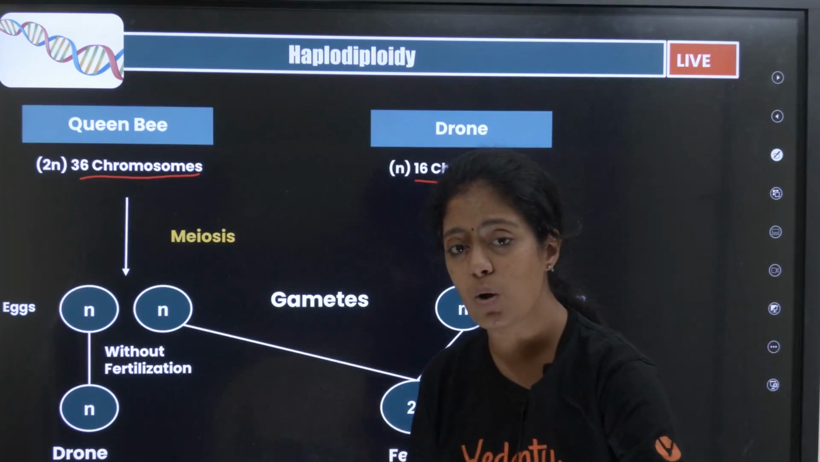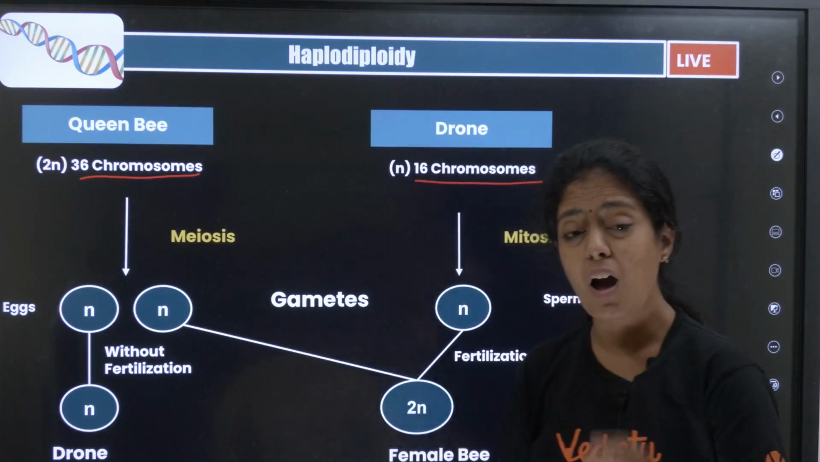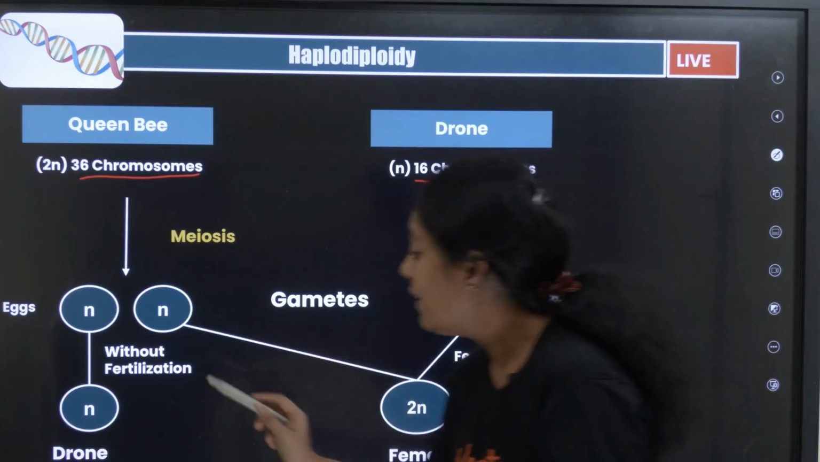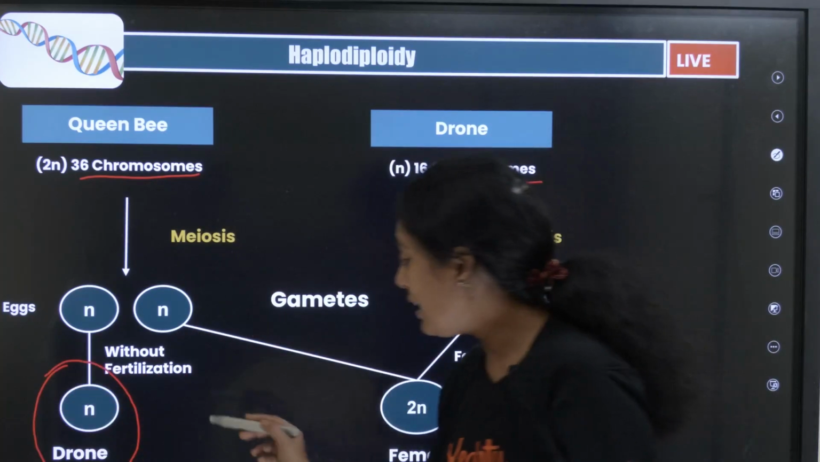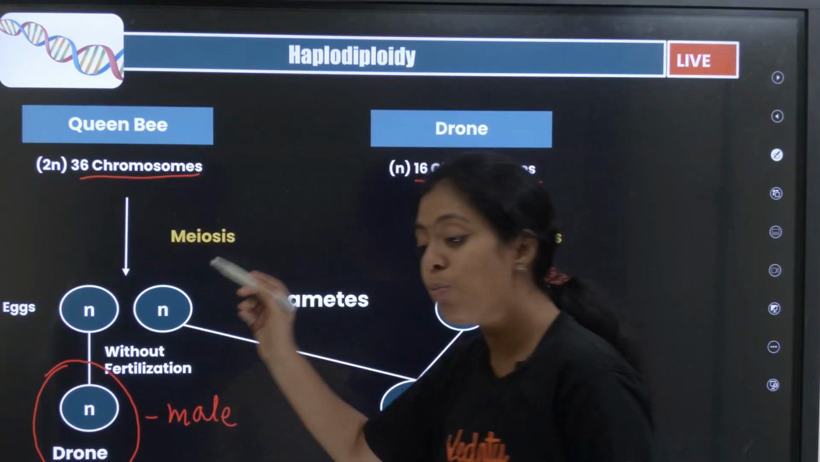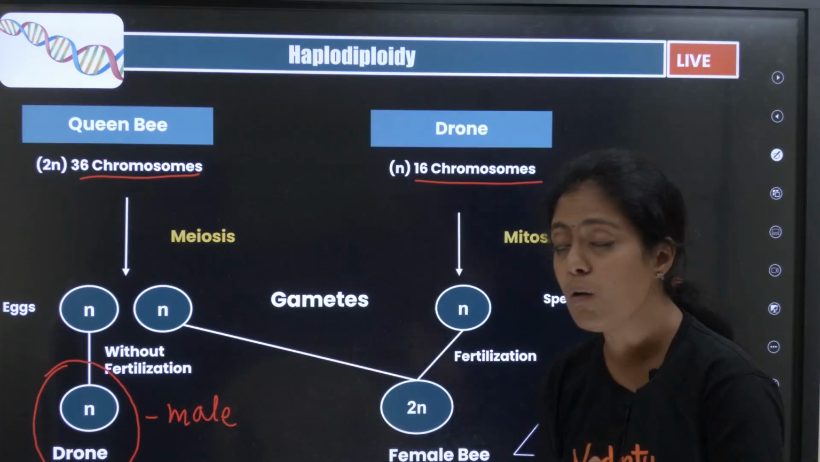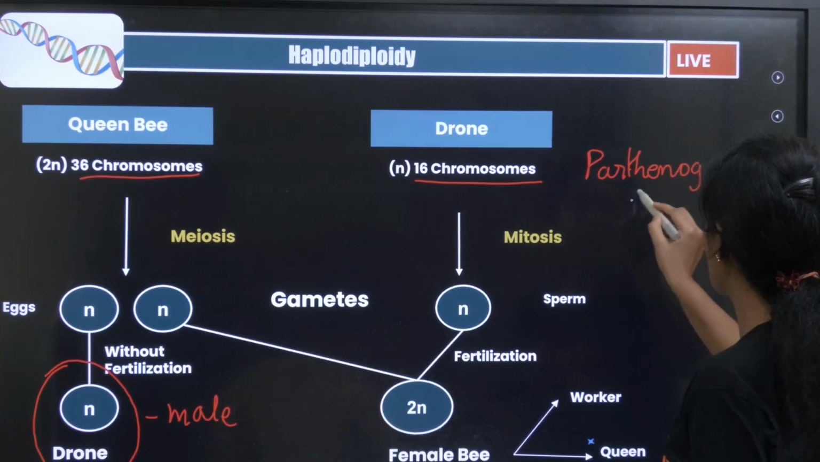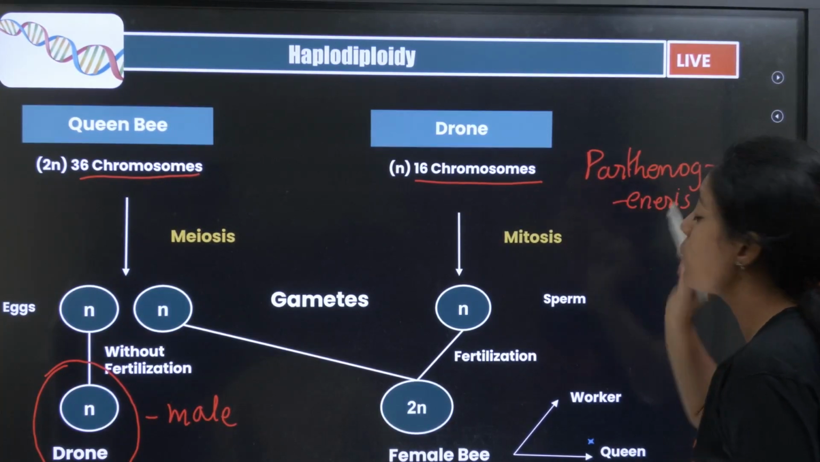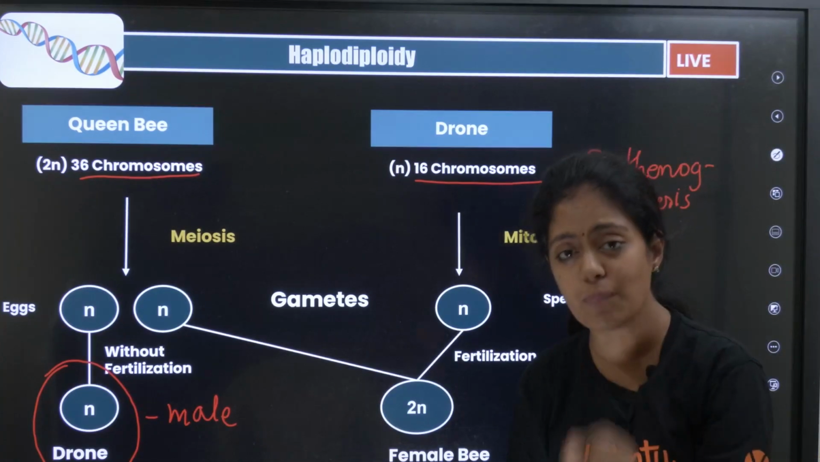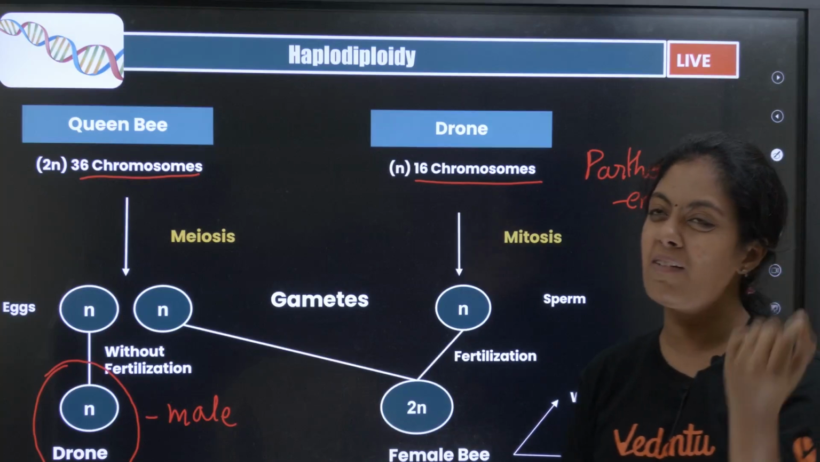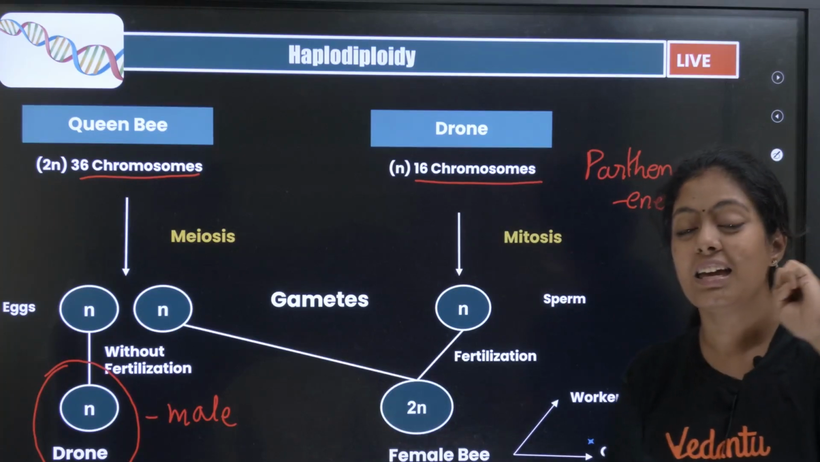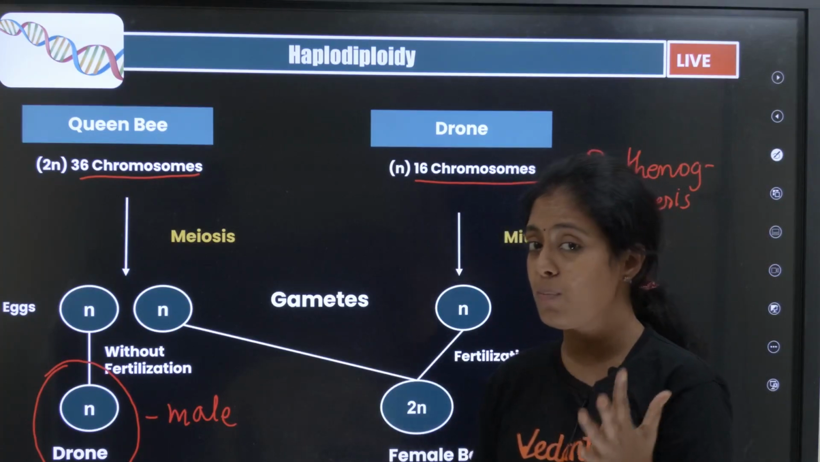So when she produces eggs, what will happen? They all will be haploid. See how beautiful it is. And the haploid egg, without fertilization, develops into a drone. Develops into what? Male. And this process of development without fertilization is known as parthenogenesis. Development of an organism without fertilization of the egg is called parthenogenesis. Very important question.